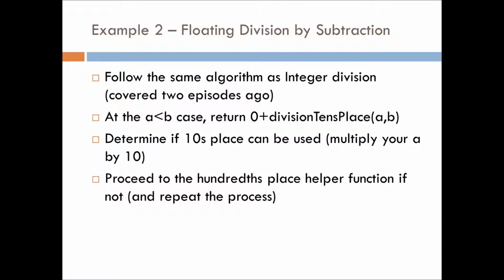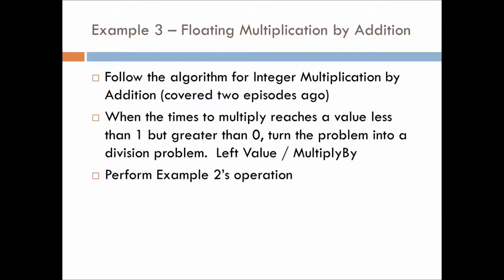And this ties into our last example, floating multiplication by division. So you're going to follow the exact same algorithm as integer multiplication by additions, where let's say you have like 1.2 and 2.1. You'll add 1.2 to 1.2. But then because it's 2.1, it's going to subtract 2 times there. So 2.1 minus 2, it's going to have a remainder of 0.1.